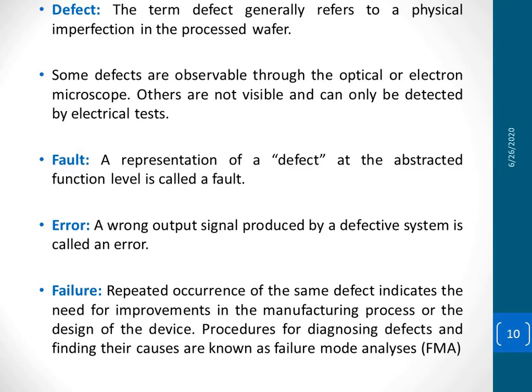Next definition is error. A wrong output signal produced by a defective system is what is called an error. If it is not a defective system, it won't produce any wrong output, right? Then we don't call it even an error. But if the system is defective, obviously it will produce a wrong output, and that will be indicated as an error.